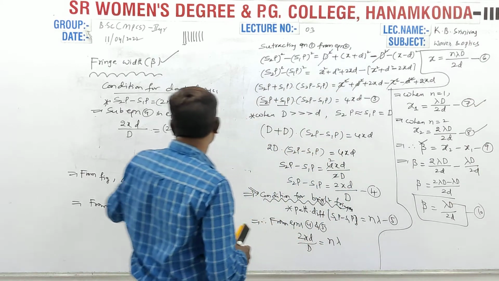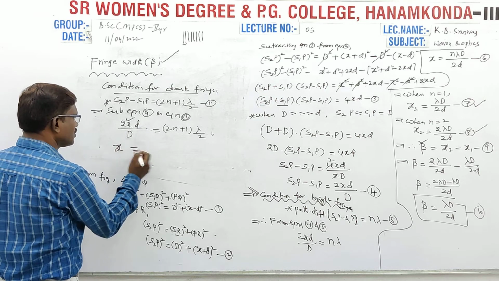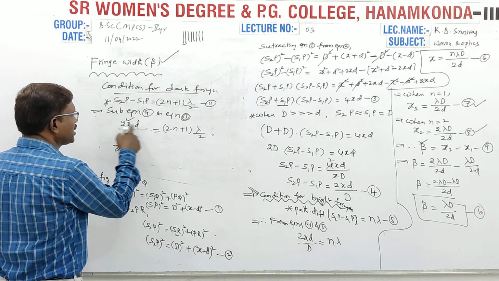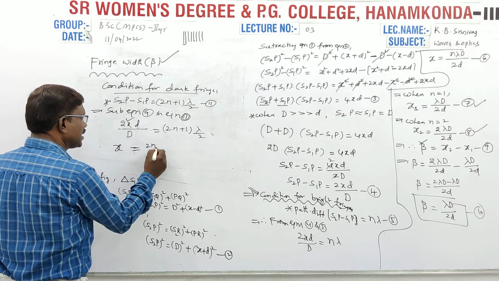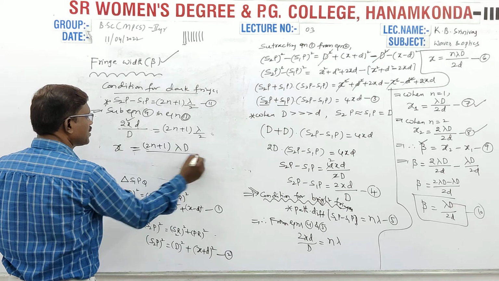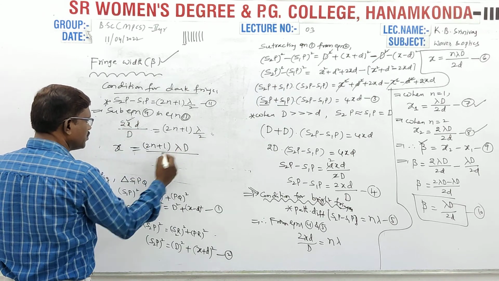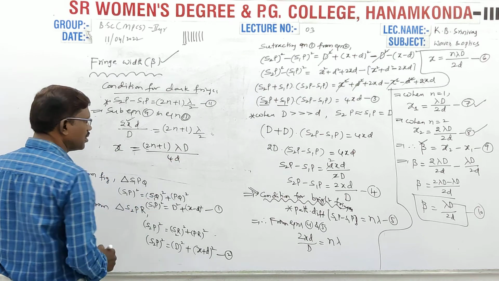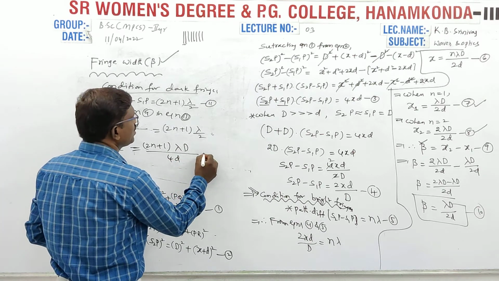Similarly, during this derivation also we have to calculate the x value. So x is equal to, transposing, 2d comes in the denominator, capital D goes into the numerator. So the expression becomes 2n plus 1 into lambda capital D whole divided by, this is 2d, this is already 2, becomes 4 into small d. Clear? Let this be equation number 12.